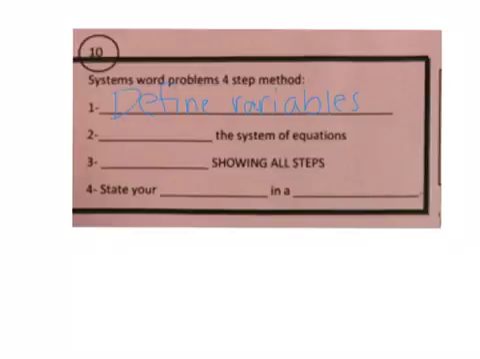The second thing you need to do is write the system of equations. The third thing you're going to do is solve the system, showing all your steps. And then lastly, you state your solution in a sentence.